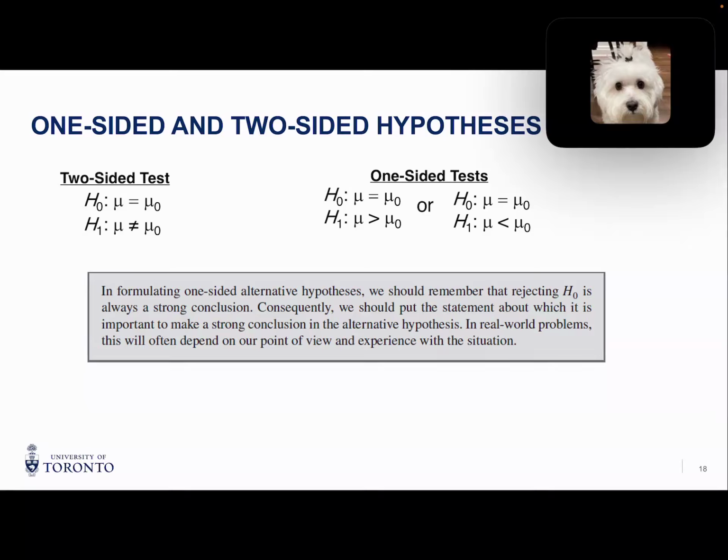So, reminder, we have 2 types of hypothesis tests. One is the two-sided test. Null hypothesis is, hey, it equals a value. Alternative hypothesis is, no, it doesn't. Or we have one-sided tests where still the null hypothesis is it equals a value, but now it's no, it's bigger than that, or no, it's smaller than that. Okay?